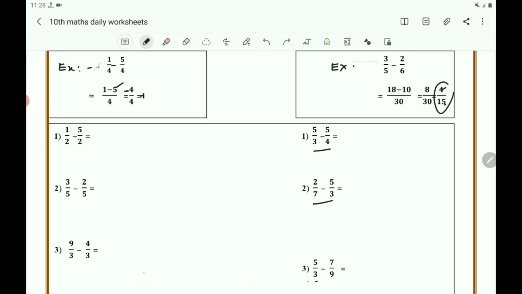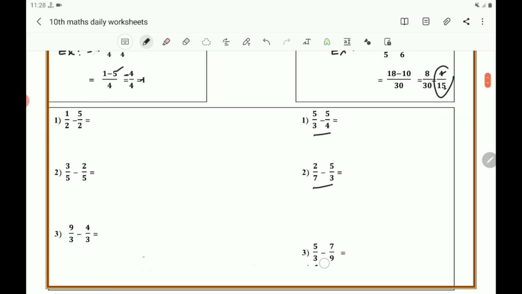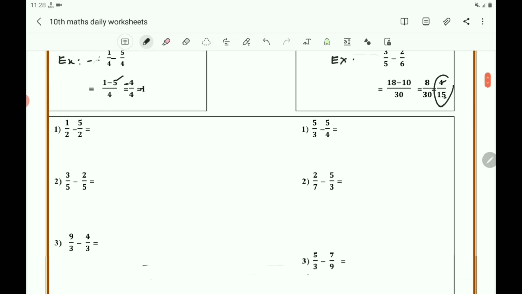You must get the LCM of 3 and 9. And you know that 9 is in the table of 3. In such cases, 9 becomes the LCM. Then here you write 9 as the LCM. 3 threes are 9, 5 threes are 15, minus 7, it becomes. So follow these steps and simplify the following.